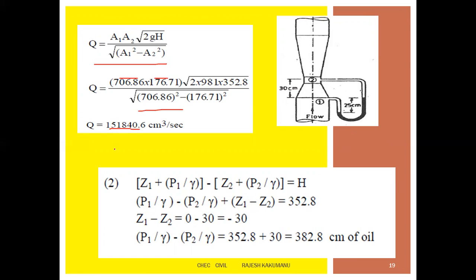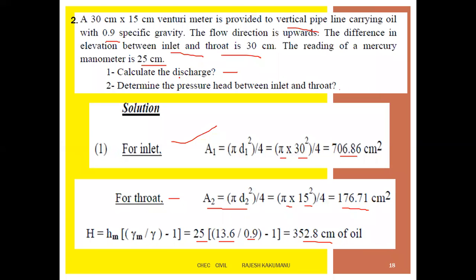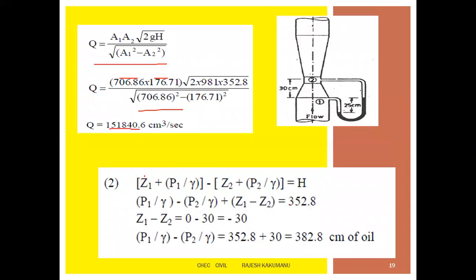Right? Next, what is the second thing to find? The first one, discharge, we found. The second thing is to determine the pressure head between the inlet and the throat. So what is the second formula? Z1 plus P1 by gamma minus (Z2 plus P2 by gamma) is equal to H. So P1 by gamma minus P2 by gamma plus Z1 minus Z2 is equal to 352.8.